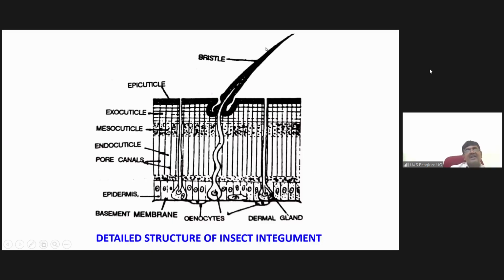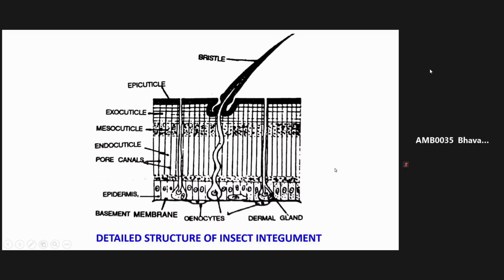On the insect integument, you may find some external structures. Like human beings having hairs on our body, insects also have some hair-like structures on the insect body. It may be a seta or a bristle, as you can see in the diagram. So this is about the structure of the integument.